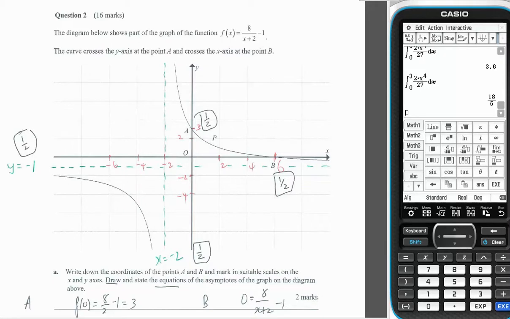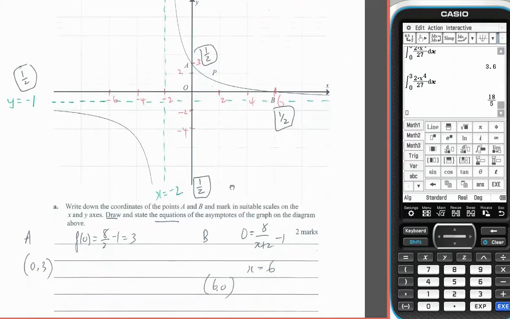This is for Year 12 Methods. It comes out of the Year 12 2014 functions revision, the Kubaha exam 2, question 2. The diagram below shows the graph of this hyperbola. What we need to do is label the axes, label the asymptotes, and put the equations of the asymptotes.